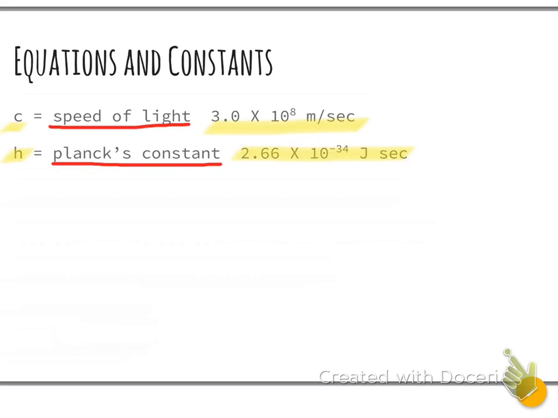It's important to remember that these do have units. So the units on the speed of light are meters per second. The unit on Planck's constant is joules times seconds. So there could be a little dot in there. Joules times seconds.